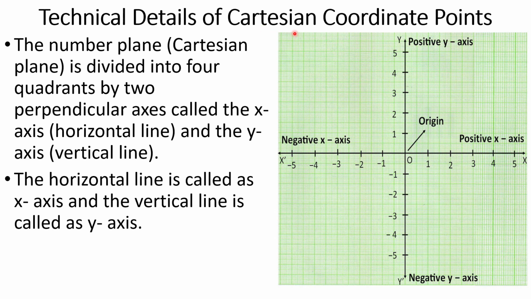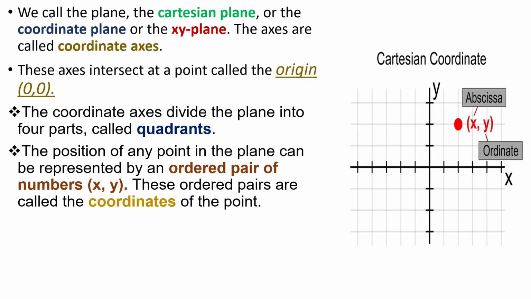Then the graph sheet is called the Cartesian plane or coordinate plane or XY plane. The X and Y axes are called the coordinate axes, that is, the X axis and Y axis together are called the coordinate axes. This point O is always denoted as 0, 0. Here, the four quadrants are to be taken with care.